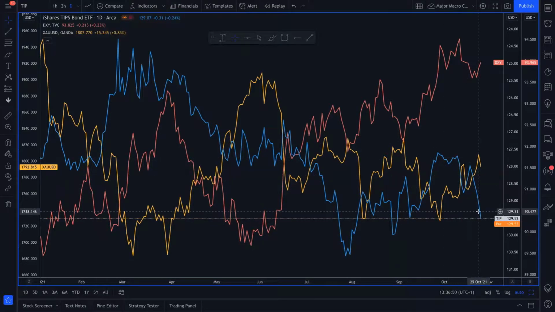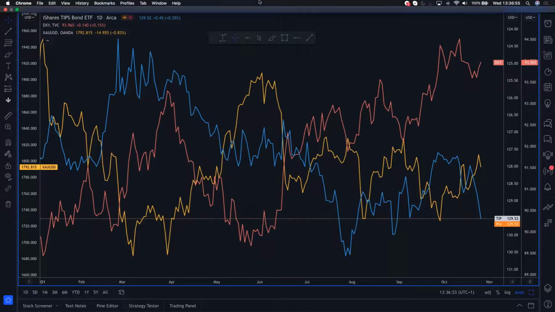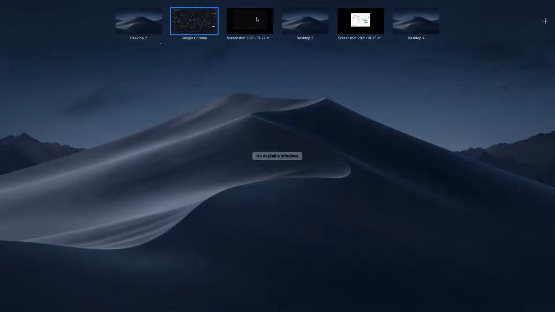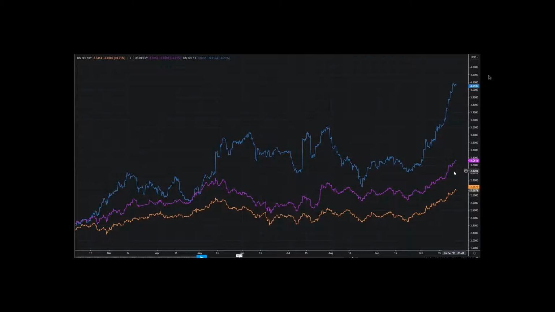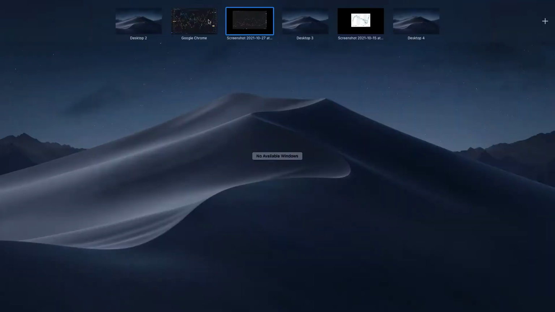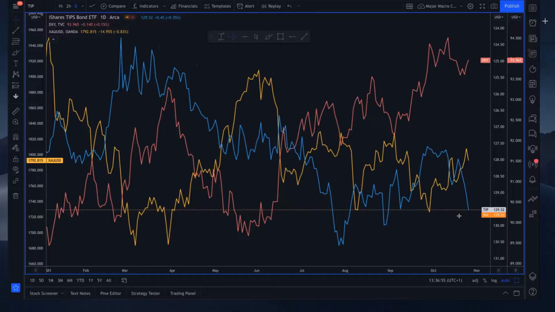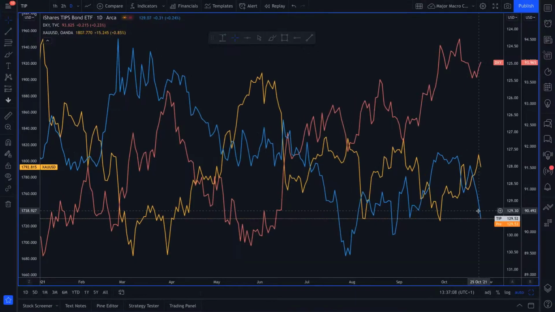Real yields are falling. That is bond yields minus inflation expectations. Now, if you look at inflation expectations, they have just been surging higher. These are the break-even inflation rates that are surging higher. So inflation is rising. That's what's dragging real yields so sharply lower.